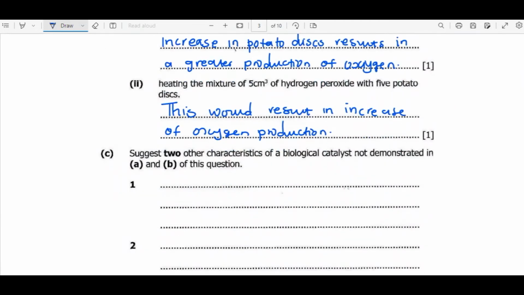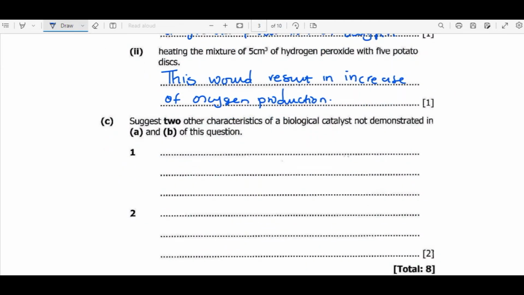Then for question C, suggest 2 other characteristics of biological catalysis not demonstrated in A and B of this question. For the characteristics that we've looked at in this question, the first one is temperature, like heating. Then the second one is the concentration of the enzymes. So we can give now concentration of, we'll say, substrates. We've not looked into that.